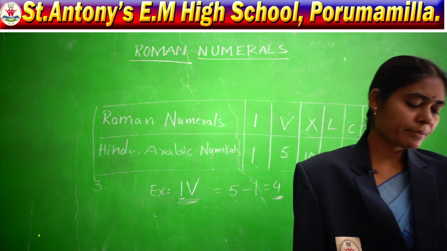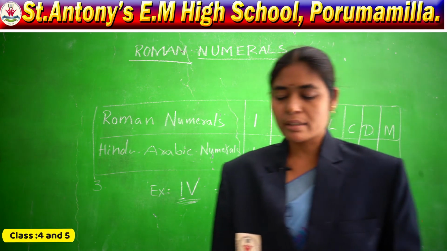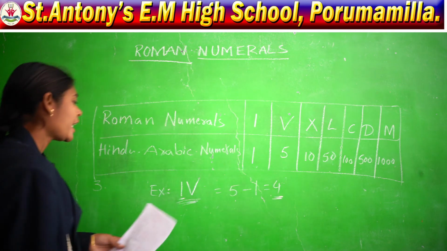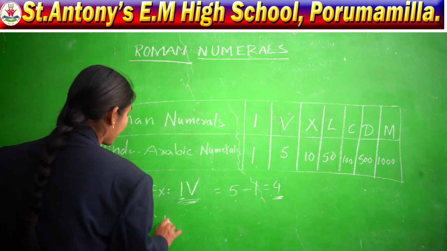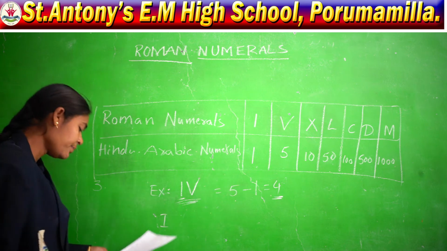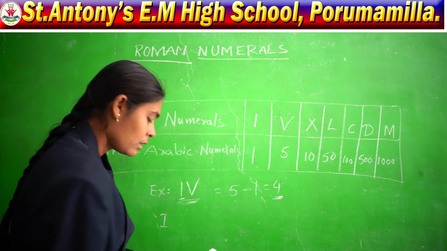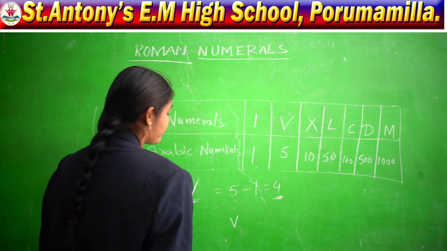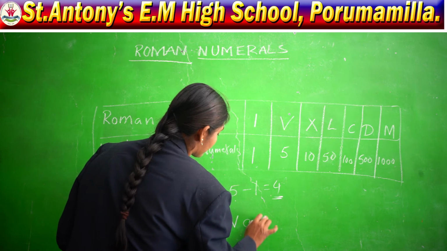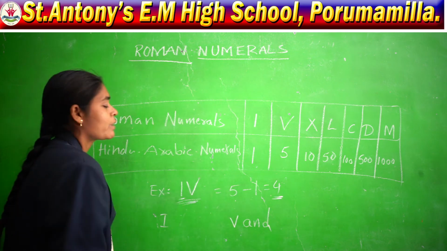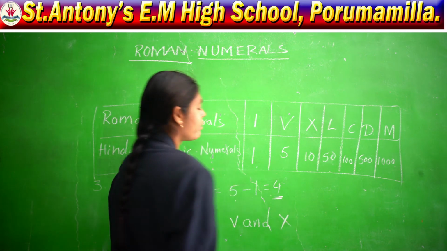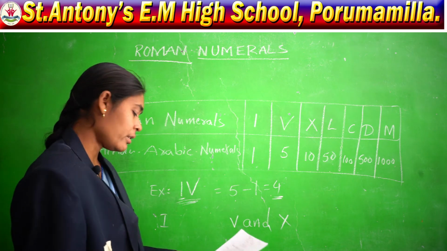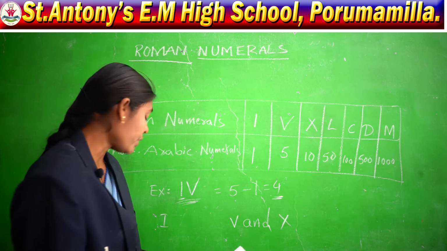Next point: 1 can be subtracted only from, that means I can be subtracted only from 5 and 10, not here in Hindu-Arabic numerals, but in Roman numerals, 5 and 10. I can be subtracted only from 5 and 10.